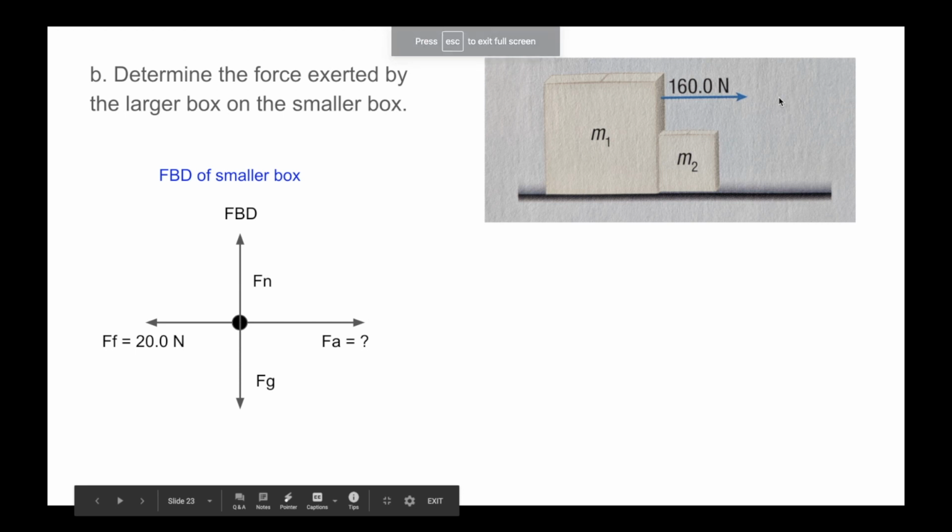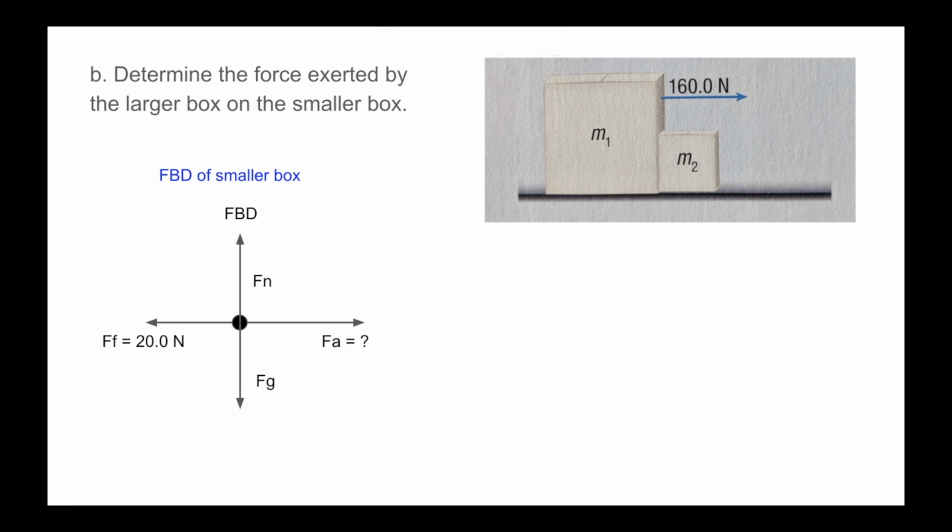Part B, determine the force exerted by the larger box on the smaller box. Here is the free body diagram of the smaller box. So we know that the frictional force acting to the left is 20 newtons. That was given in the question. But we don't know what the applied force is, because the applied force that's acting just on the smaller box is not the 160 newtons. That's the force that's acting on the larger box by the person.